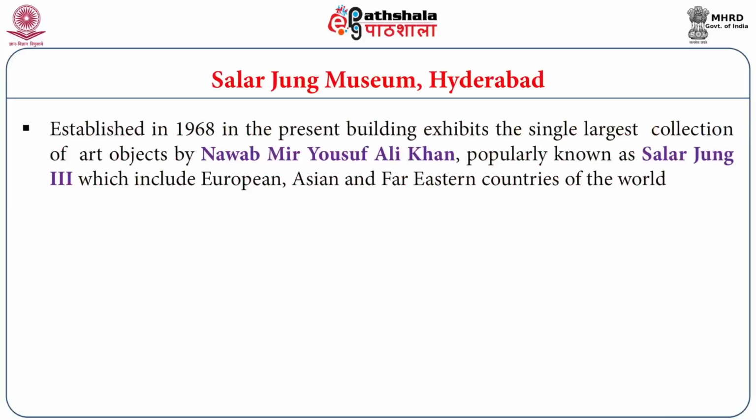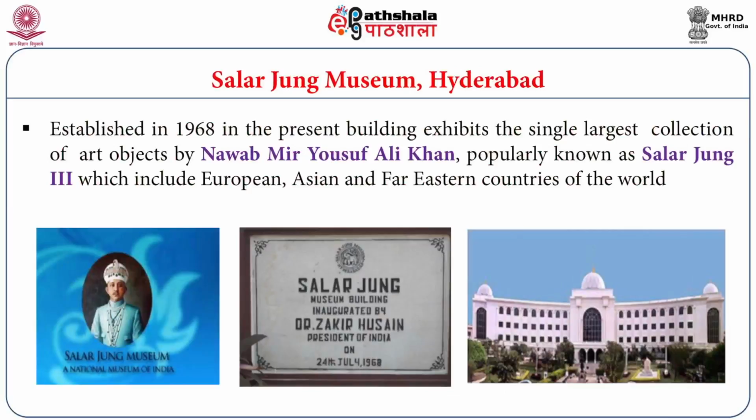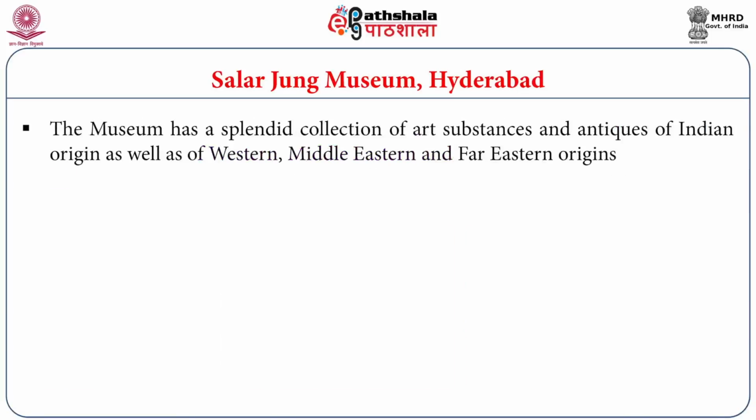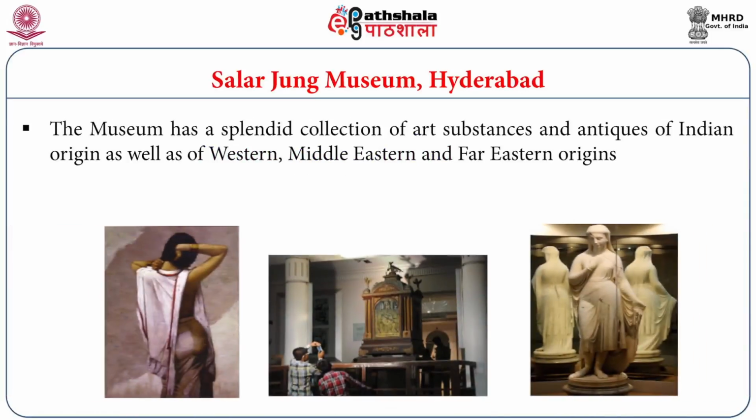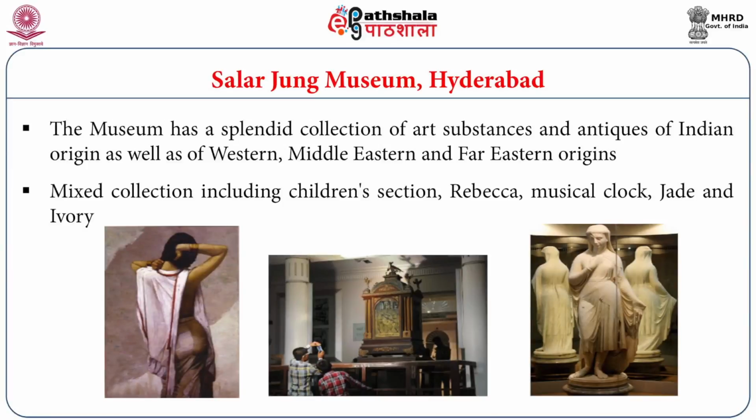Salar Jung Museum, Hyderabad, established in 1968 in the present museum, exhibits the single largest collection of art objects by Nawab Mir Yusuf Ali Khan, popularly known as Salar Jung III, which include European, Asian, and Far Eastern countries of the world. The museum has a splendid collection of art objects and antiquities of Indian origin as well as Western, Middle Western, and Far Eastern origins. A mixed collection including the children's section, the Veiled Rebecca sculpture, the musical clock, and jade and ivory objects are the rare things one can find inside the museum.